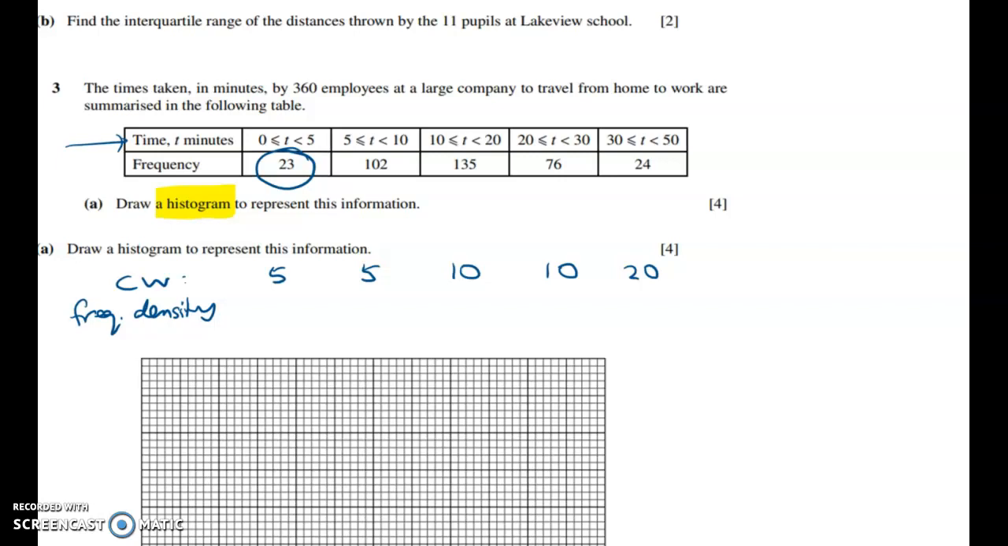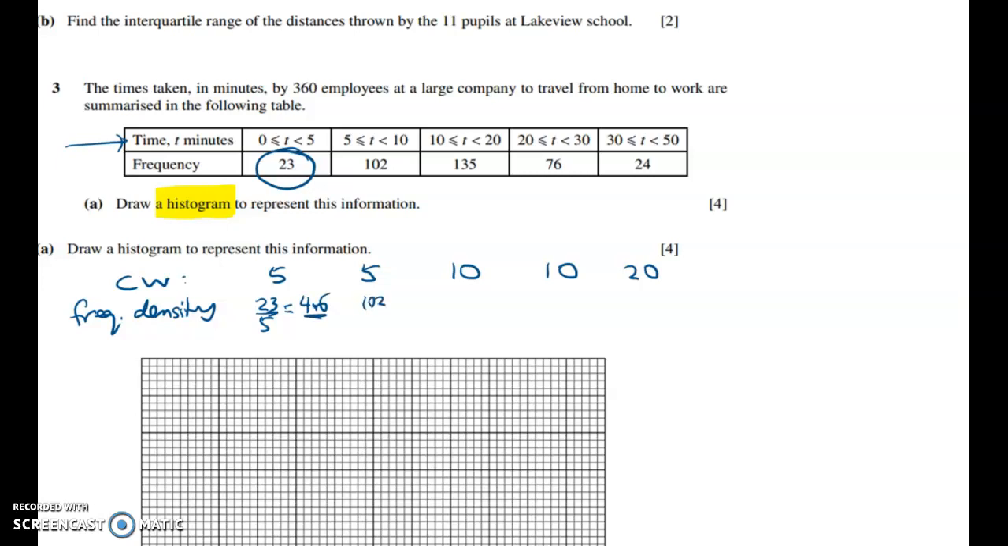So we're getting a completely artificial measure, but it gives us a more accurate picture of what's happening in the data, right? So frequency density will be 23 over 5. Now you don't have to simplify that, but actually we might as well simplify it. So these are the heights of the bars that we're going to draw.